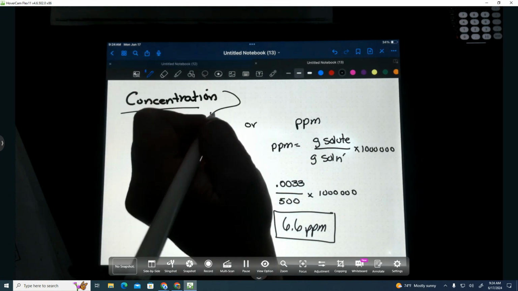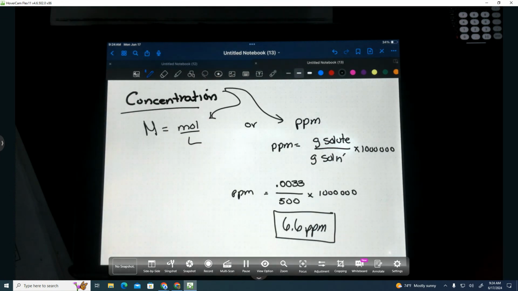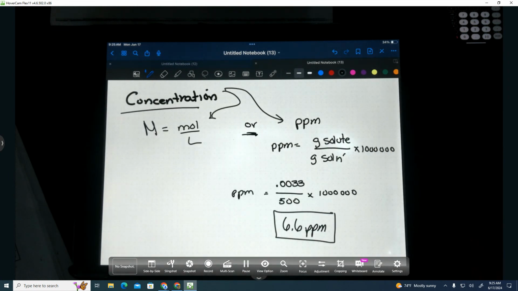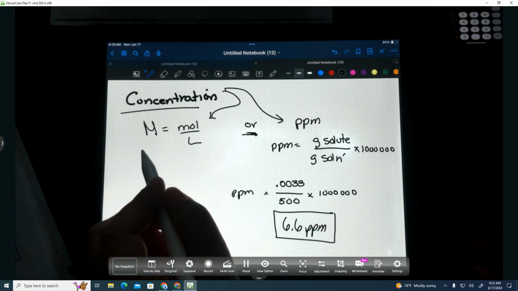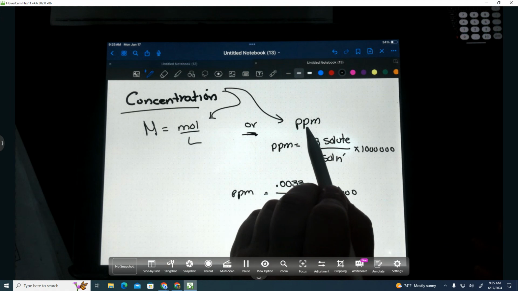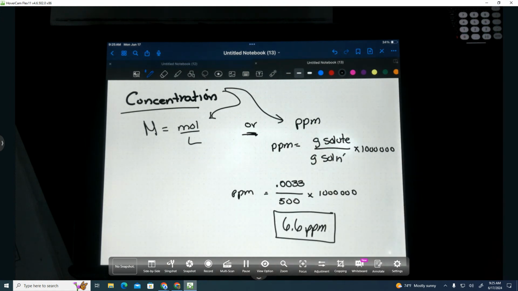Because concentration can be measured in molarity or parts per million, depending on what they're asking you to do. If they ask for the concentration in molarity, you do moles per liter. If they ask for parts per million, you do grams over grams of solution. How do you know when to combine, like the solute?